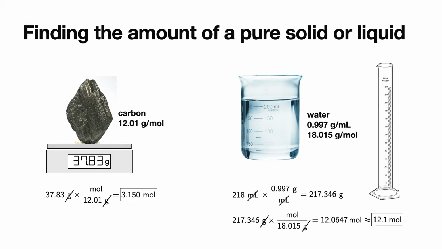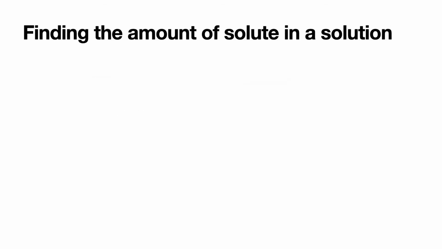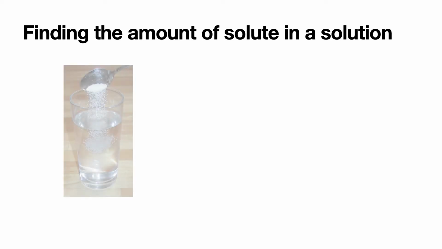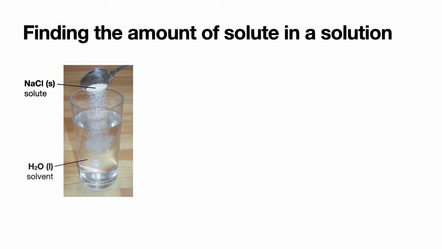Now, if we want to find the amount of solute that's dissolved in a solution, things are a little trickier. Let's say, for example, that we had some salt, sodium chloride. This is a solid, and we are dissolving this in water. So when you dissolve a material in another material, the stuff that is dissolving is referred to as the solute, and then the stuff that it's dissolving in, in this case liquid water, is our solvent. And when the solute and solvent are mixed together, you get a solution.